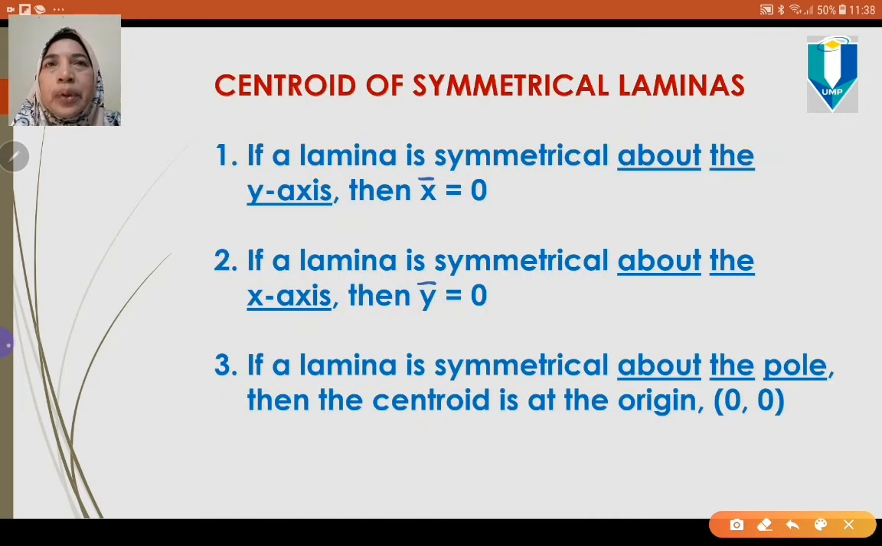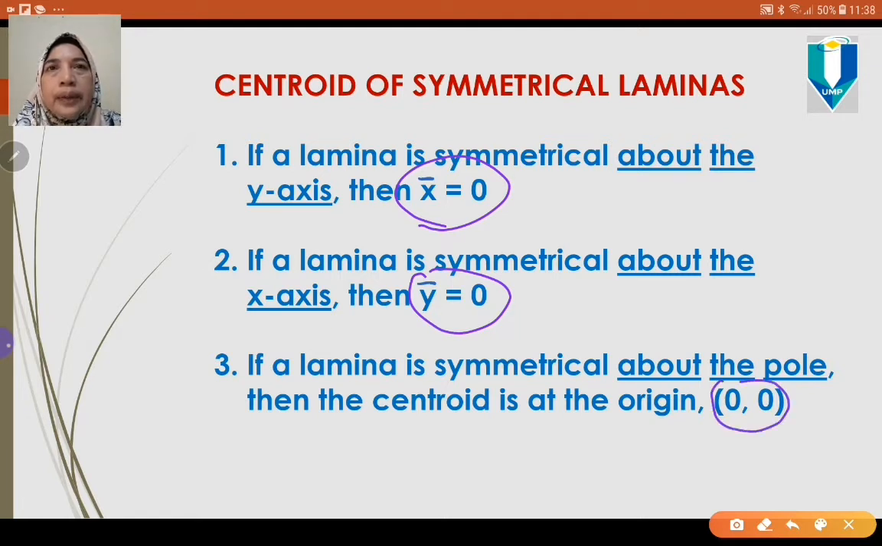Now sometimes you need to find the centroid of a lamina which is symmetrical to the x-axis or the y-axis. If the lamina is symmetrical about the y-axis, x bar is 0. But when the lamina is symmetrical about the x-axis, y bar is 0. Now if the lamina is symmetrical about the pole, then the centroid is at the origin.